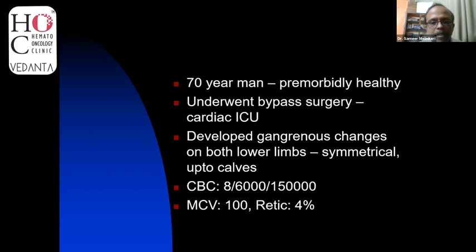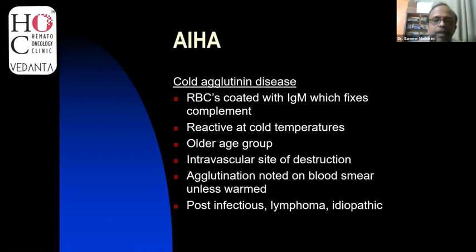So there's a 70-year-old man whom I had seen as a consult, who is premorbidly healthy. He underwent a bypass surgery after which he was in the cardiac ICU. Prior to the surgery, his hemoglobin was normal, and then in 3-4 days' time in the cardiac ICU, he developed gangrenous changes in both lower limbs, symmetrical up to the calves. When you looked at his CBC, the hemoglobin was low, the MCV was on the higher side, and the retic count was raised. So this condition is typically cold agglutinin disease.